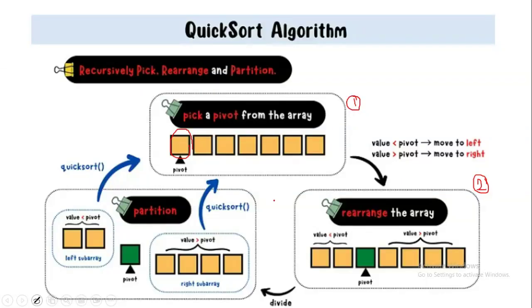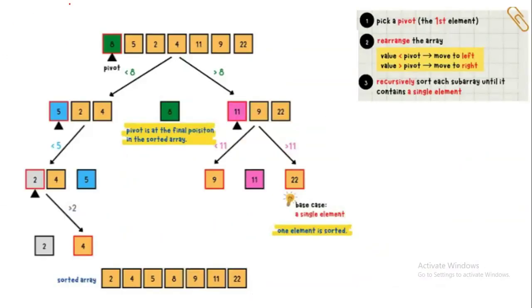contains a single element. Now here comes the explanation of quicksort with the help of an example. If this is the array, we have selected the first element as the pivot element. Now we place the pivot element at its proper place with the help of the partition function. So now the left side subarray contains all the elements that are less than 8, and all the elements greater than 8 are placed in the right side subarray.